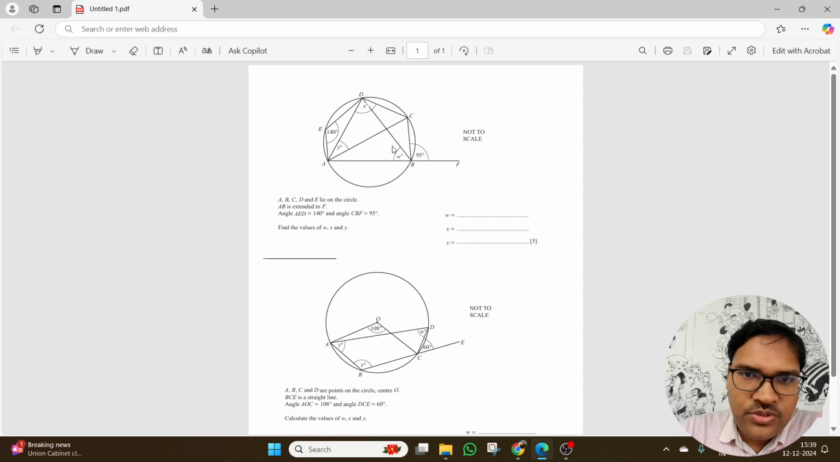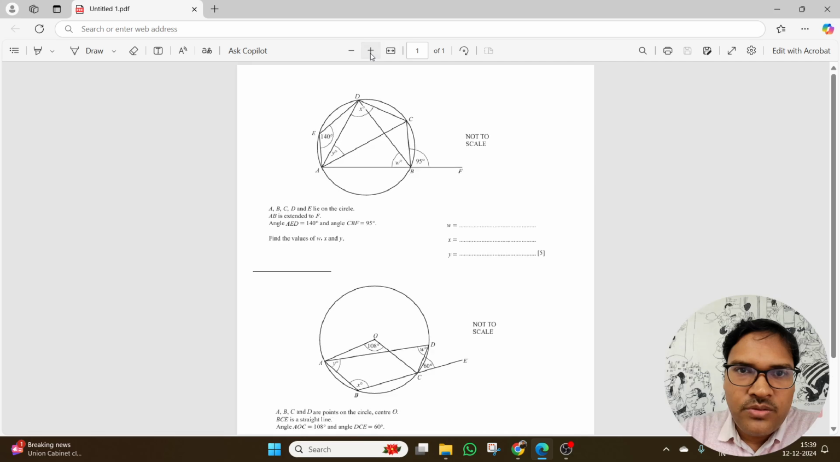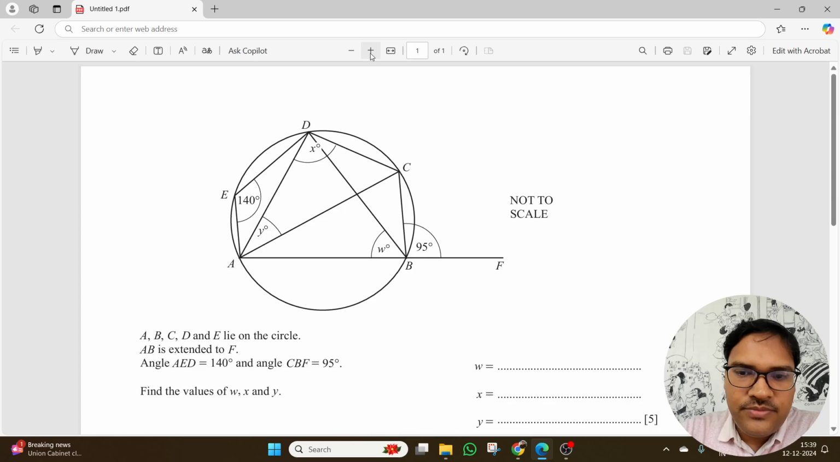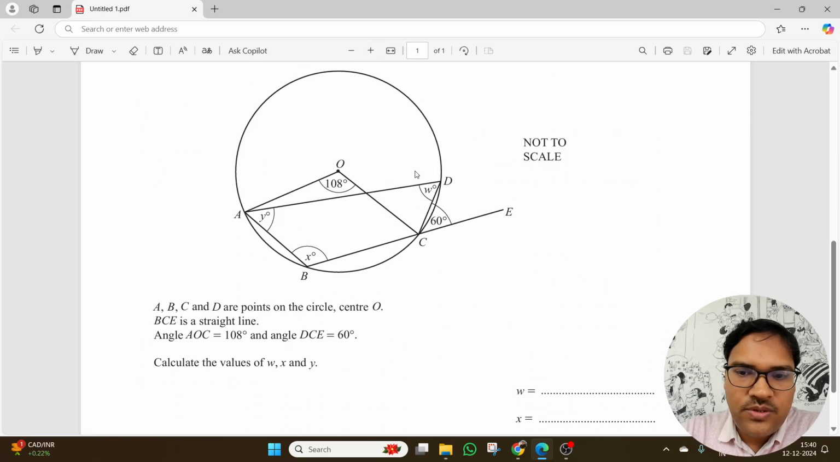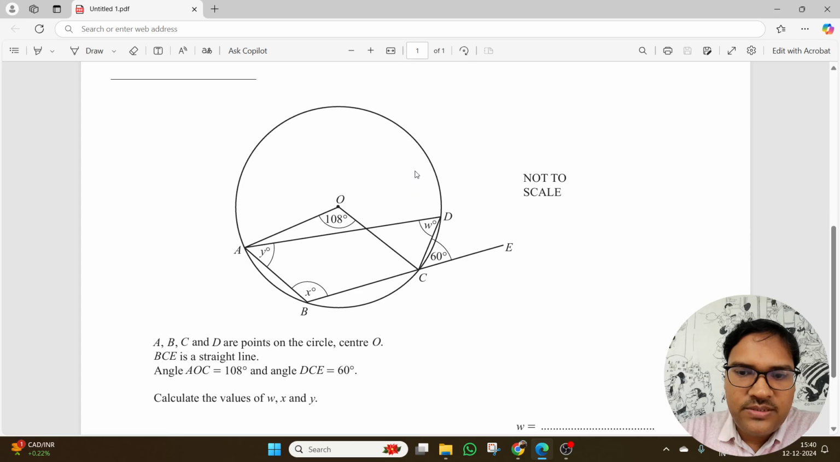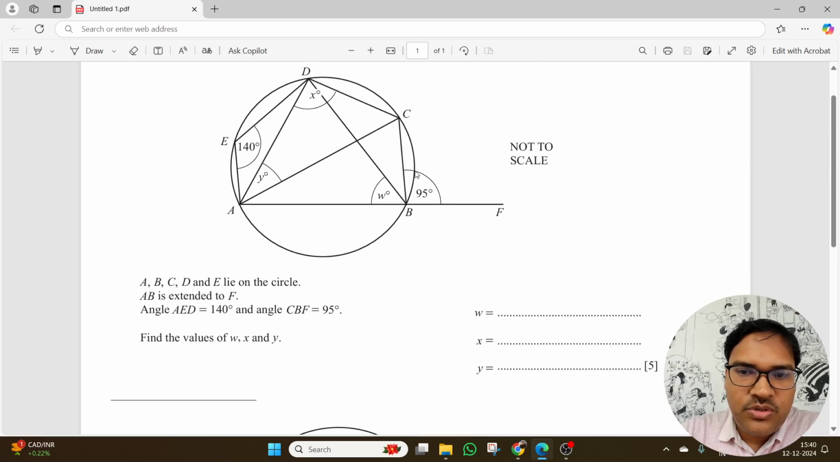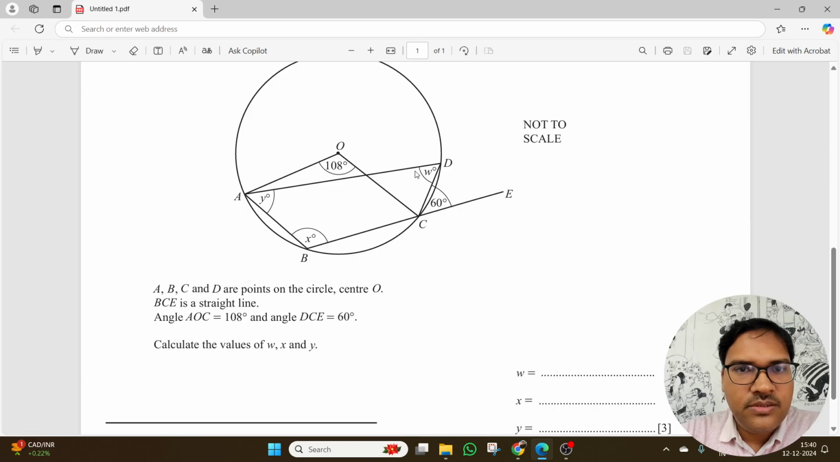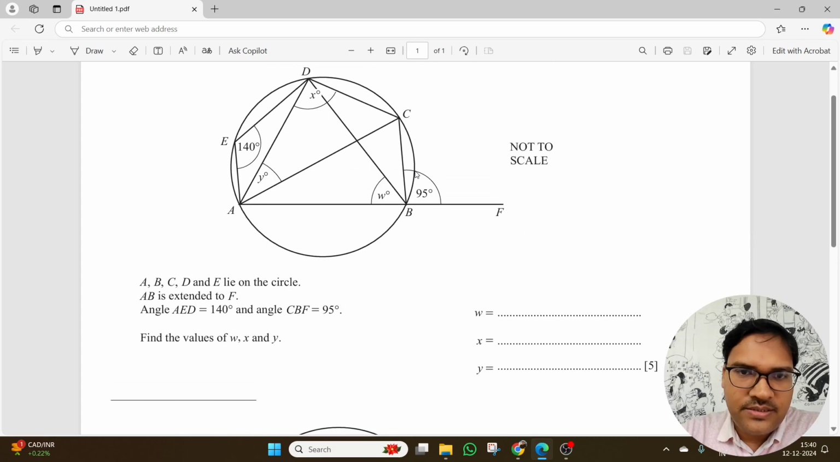So this is the first question, where you have to find x, y, z, w. I'll just zoom in so you can see this is the first question, and this is the second question. Here you have to find x, y, z. So just pause this video and start solving this question, then you have to solve this one. Okay, now let's start discussing this question.